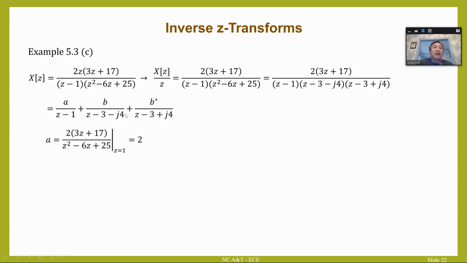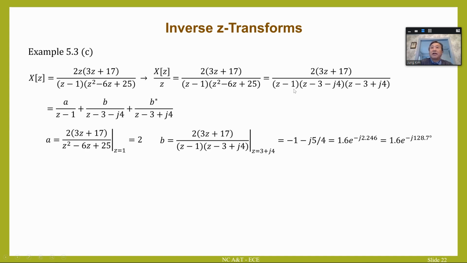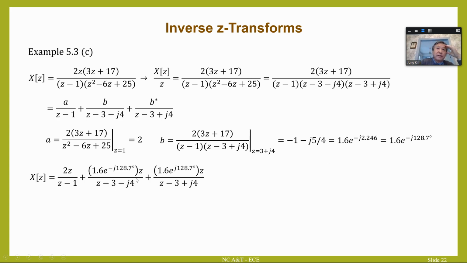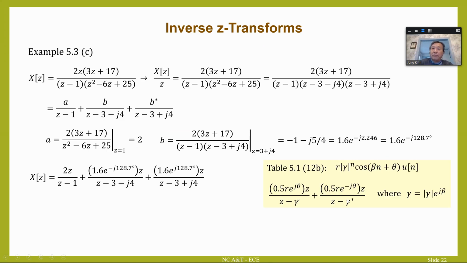So for a, eliminate the g equals g minus 1 here, so only this one and g subtracted by 1, then you have 2. And b is, except this, except this, and then g subtracted by 3 plus j4. Using a calculator you could do it this way, but I think you'd better change it to polar form. Then you have this form here, and I will give you a formula.